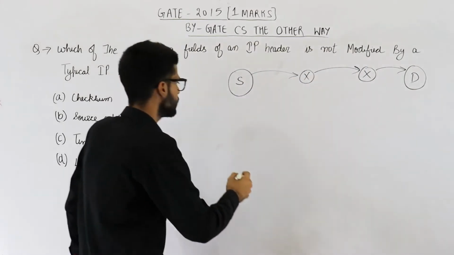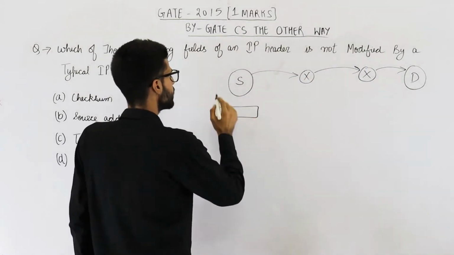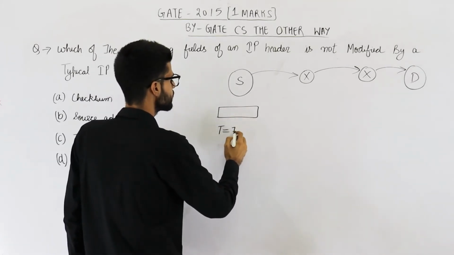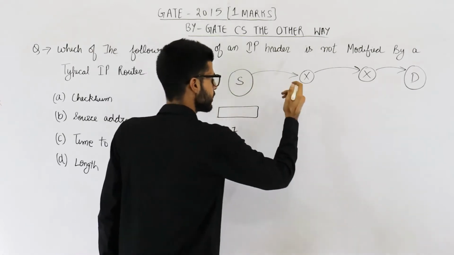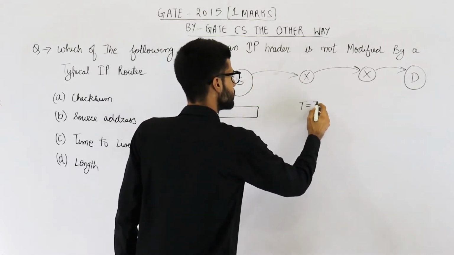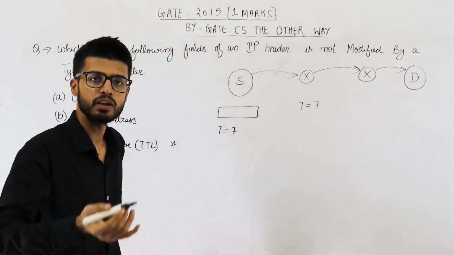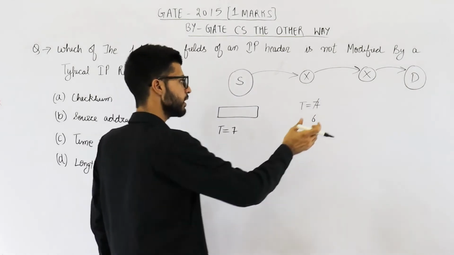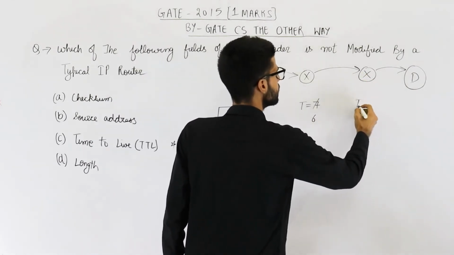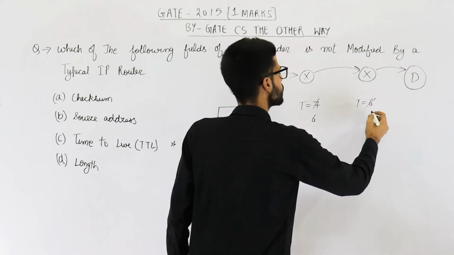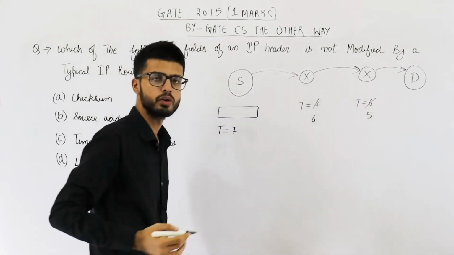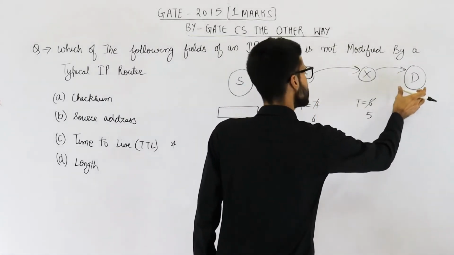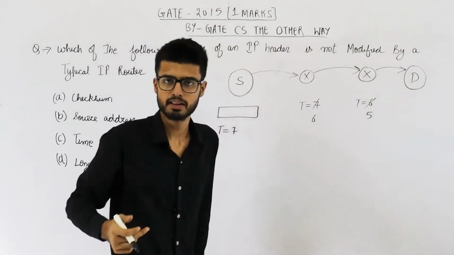Suppose this is the source from where the packet originated. The source will set some value for TTL. Suppose it is set to 7. Source will send the packet to some router. Router will receive packet with TTL 7 and it will reduce it to 6. So 7 minus 1, 6. Similarly, this router will receive TTL equal to 6 and it will also decrement it by 1. Hence, the new value will be 5. Now, this router will send the packet to say destination. Destination will not reduce TTL, it will simply accept the packet.